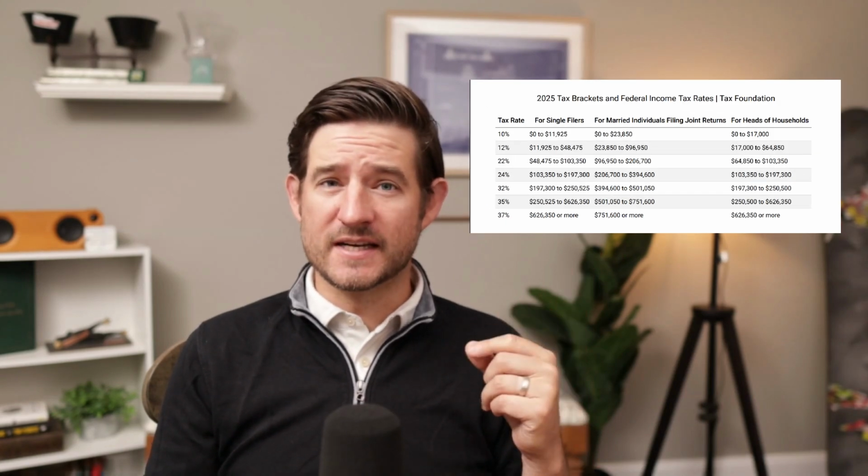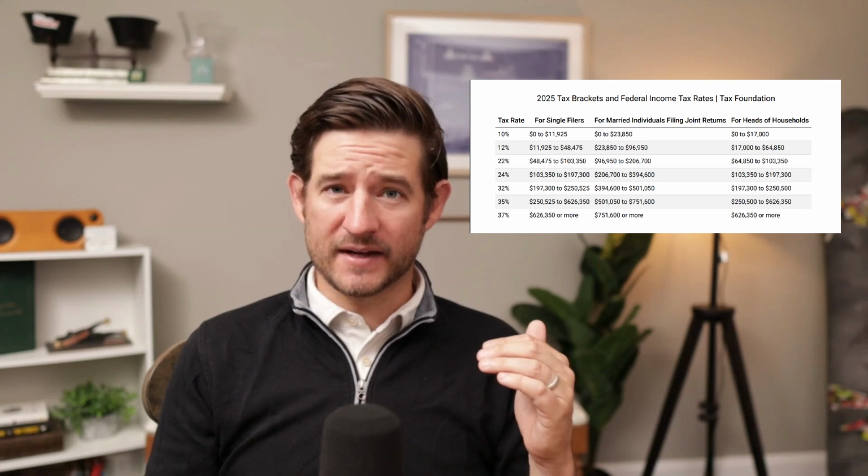Typically when we look at trusts, they're going to pay taxes in two ways. Either one, they're going to pay ordinary income taxes, which if you look over here on the corner, you can see the income tax brackets. And then secondarily, there are trust tax rates, which are actually taxed higher than ordinary income tax rates. And you can see those here.